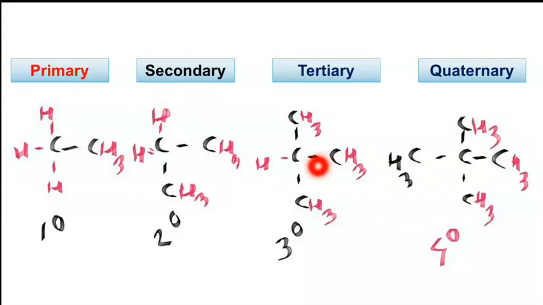Tertiary carbon atom is nothing but the carbon which is attached to three other carbons, hence this one will be the tertiary carbon atom. And the last one, the quaternary carbon atom, is attached to four other carbon atoms, hence it will be the quaternary carbon atom.